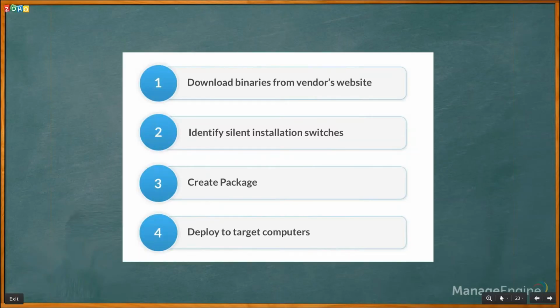Let's look at how we did the deployment here. Downloading the binaries from the vendor website, identifying the silent switches, and creating a package. All these three are taken care of by the template itself. So we have to simply deploy to the target computers by selecting the package that we already have. So we downloaded the binaries, applied the switches, created the package, and deployed it. And that's how John completed the first task successfully of deploying Chrome to all the network computers.